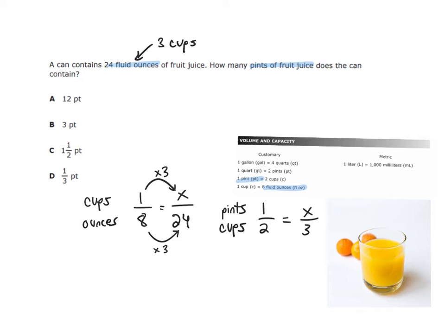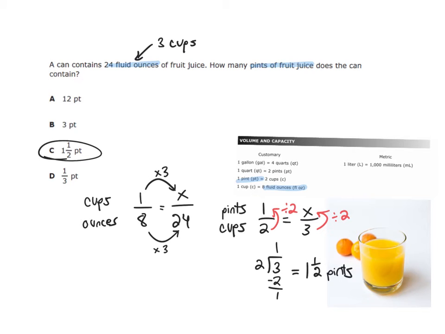Now that I know how many cups I have, I can compare my pints and cups. I know that there are 2 cups for every 1 pint. Of course, we have 3 cups. I know that 2 divided by 2 is 1. So 3 divided by 2 will tell me the number of pints that I have. That's equal to 1.5 pints, which is answer choice C.